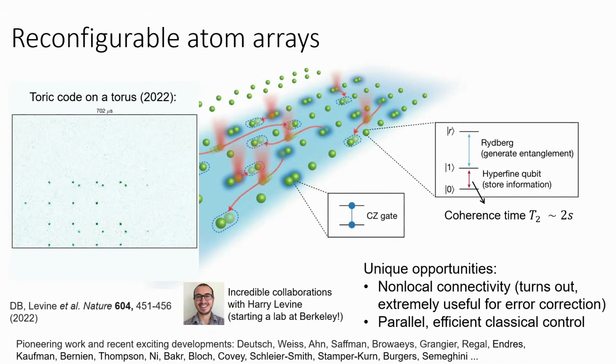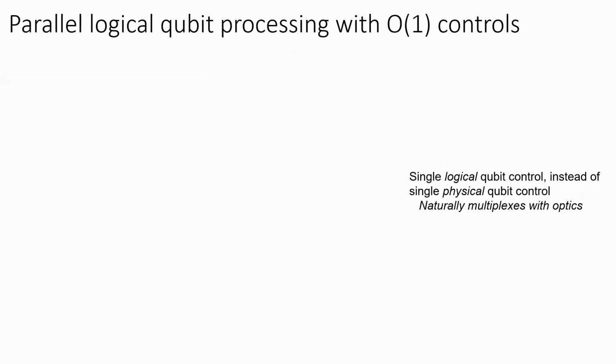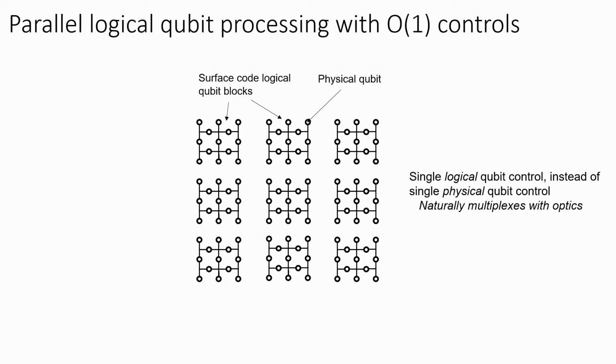While we were doing these first experiments, we started to understand that there was a really unique opportunity here for doing highly parallel processing on logical qubits. And in particular, if we want to now do quantum computation not between individual physical qubits, but between individual logical qubits, the problem becomes quite different and actually very naturally multiplexes with optics.